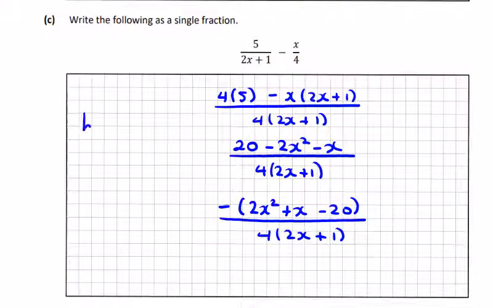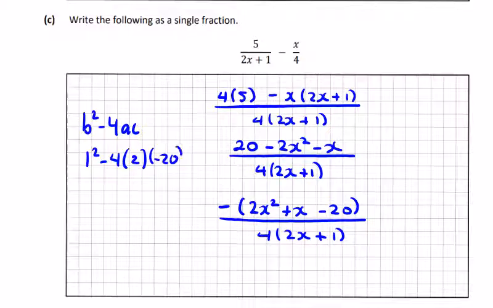Quick way to see if it factorizes: check b squared minus 4ac. If that works out evenly, it will factorize normally. b squared is 1 squared, minus 4 by 2 by c, which is minus 20. We get 1 plus 160, which is 161. The square root of 161 is not even, so I don't think this factorizes anymore.